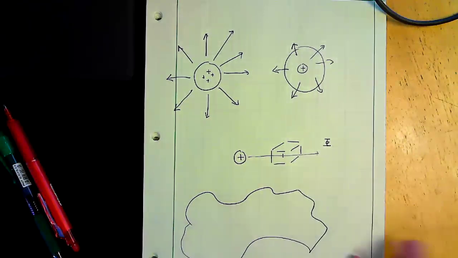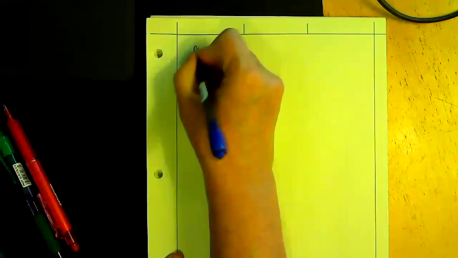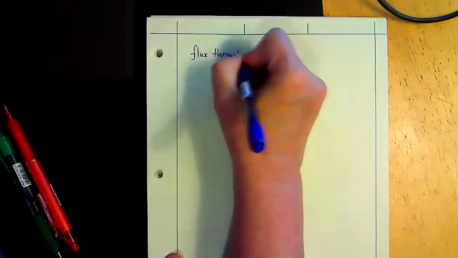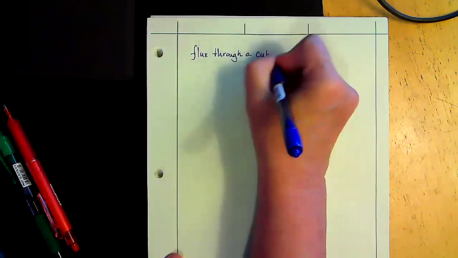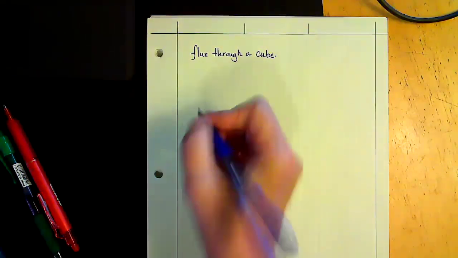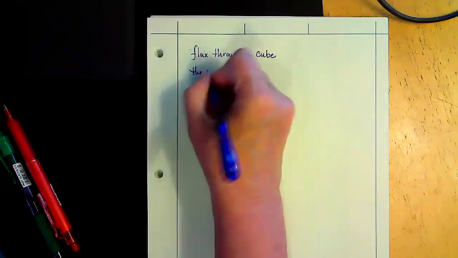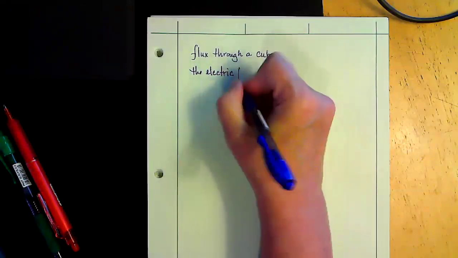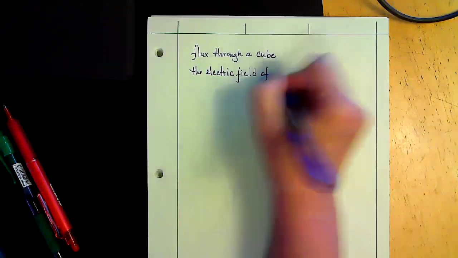I'm going to encourage you to review a couple of examples. And this is one of the reasons why I give you the examples. I want you to look at your examples in your text on flux through a cube. And I want you to look at the example of the electric field of a charged cell.